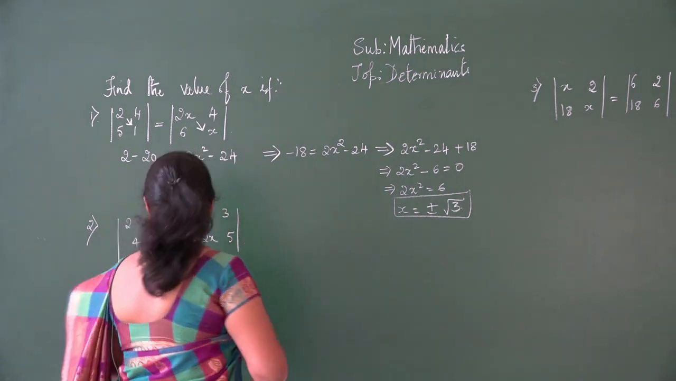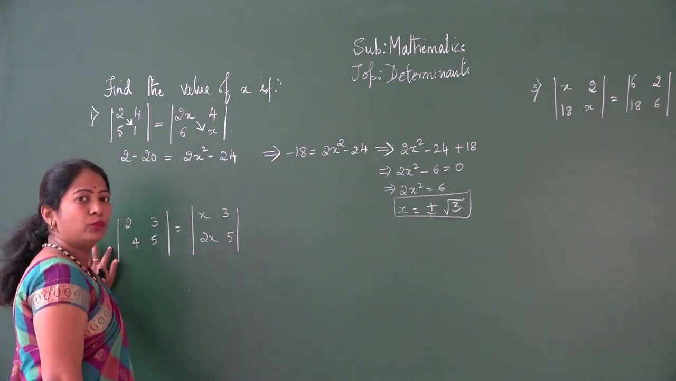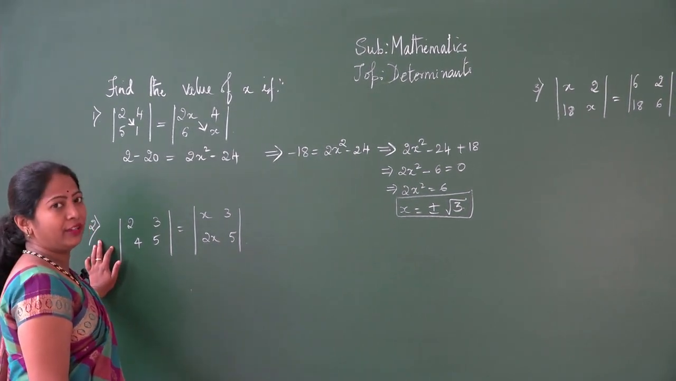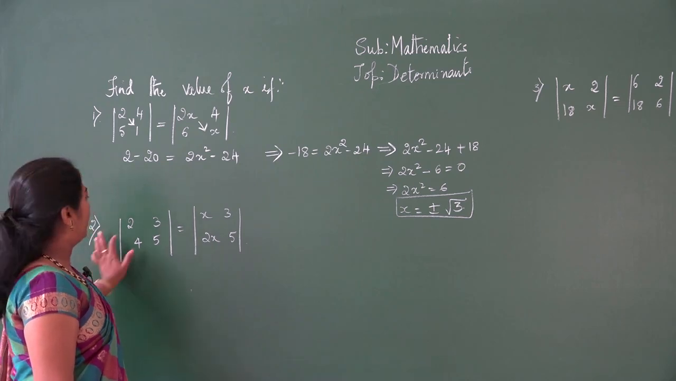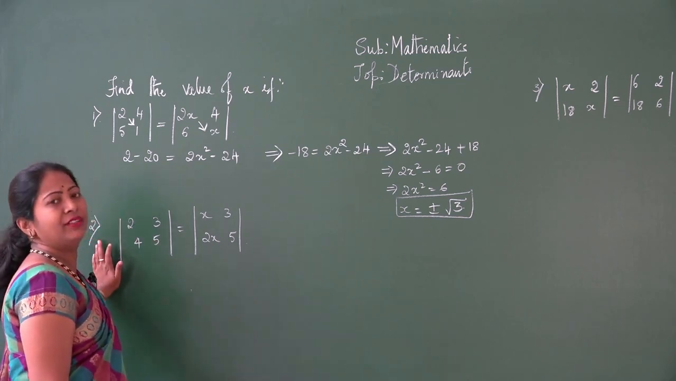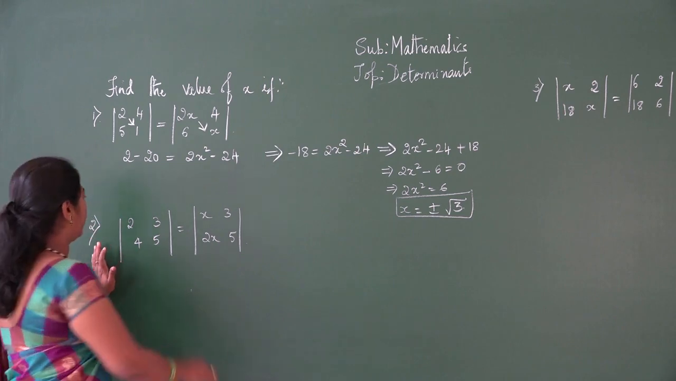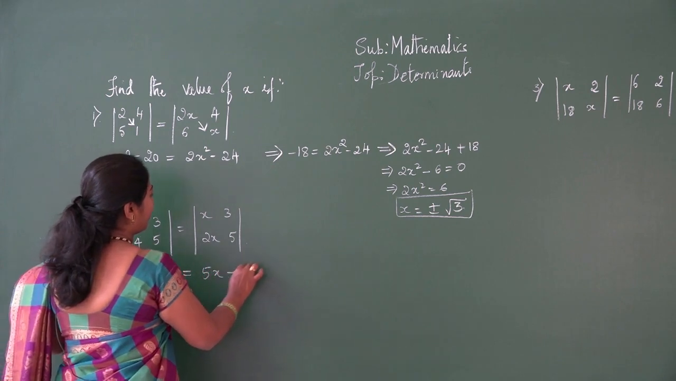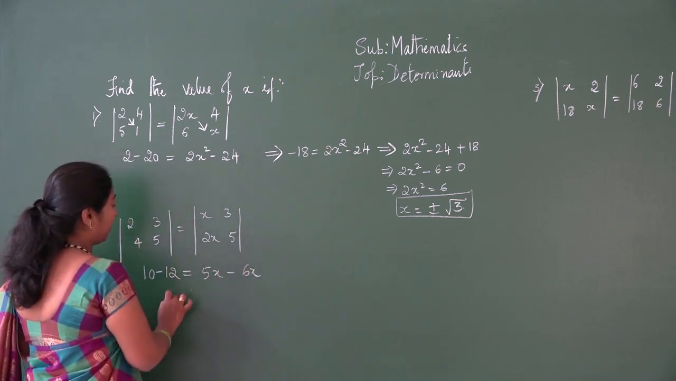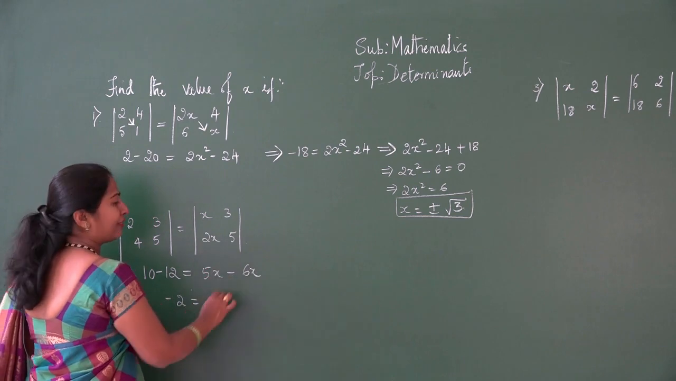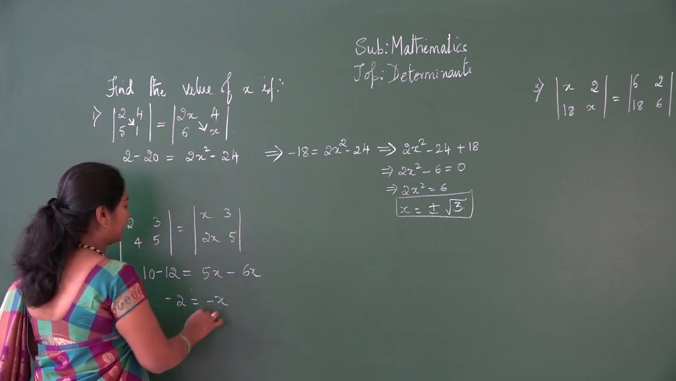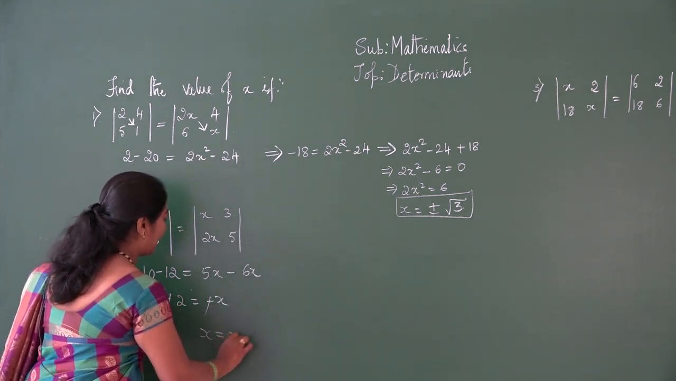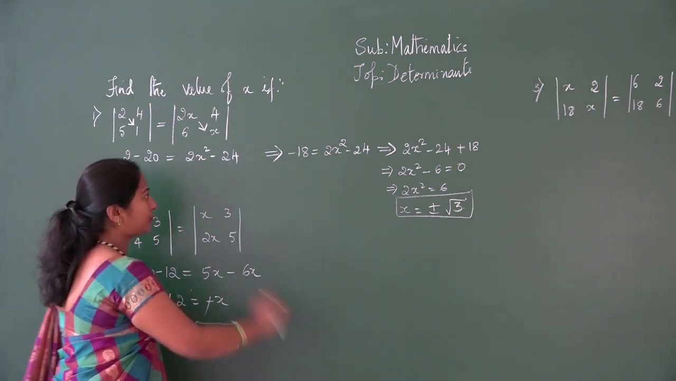Moving on to the second problem, we have determinant of 2, 3, 4, 5, which is equal to determinant of x, 5, 3 and 2x. As I told you, product of the principal minus product of the secondary will give you the value of the 2 cross 2 determinant. So that is nothing but 10 minus 12 equal to 5x minus 6x. 10 minus 12 will be minus 2, 5x minus 6x will be minus x, the minus sign cancels on both the sides. So what is the value of x? x is equal to 2.